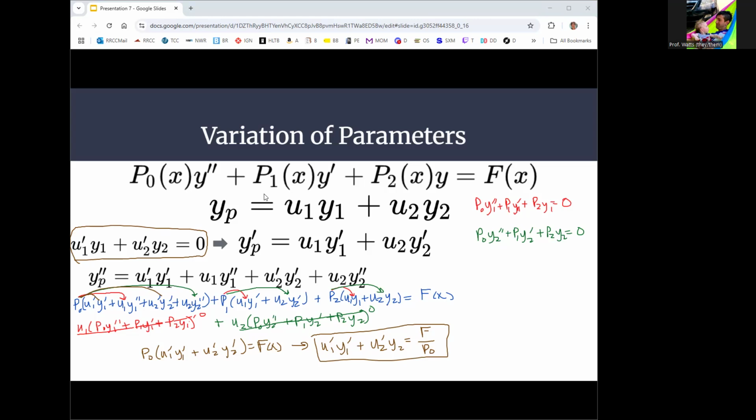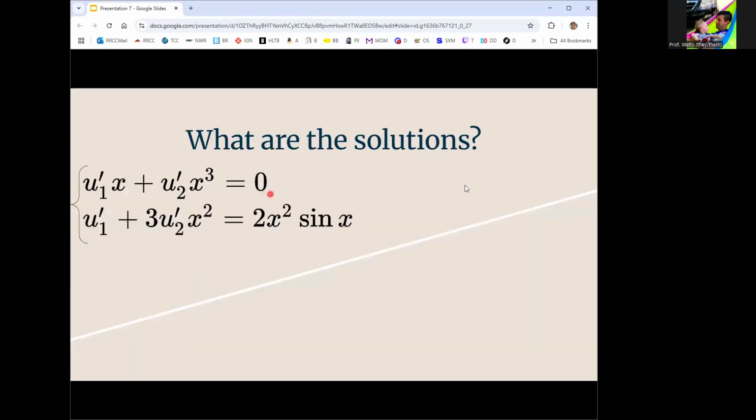All right, so this is actually what you might get from those two formulas. In this case, y1 is x, and y2 is x cubed, right? And so y1 prime is 1, and y2 prime is 3x squared. And so you see those coefficient functions there.